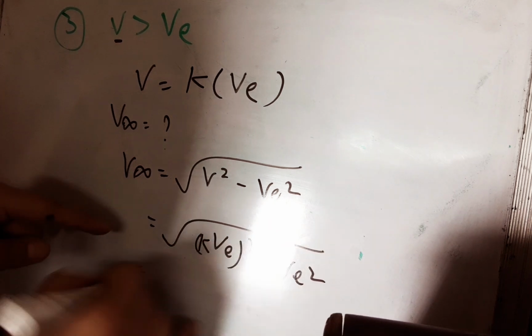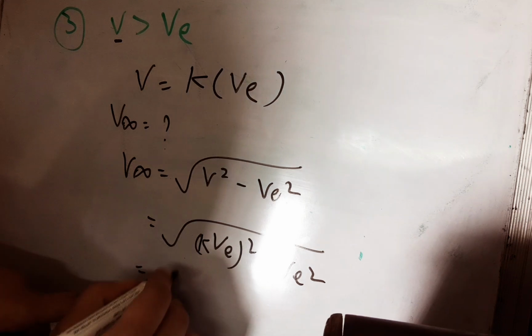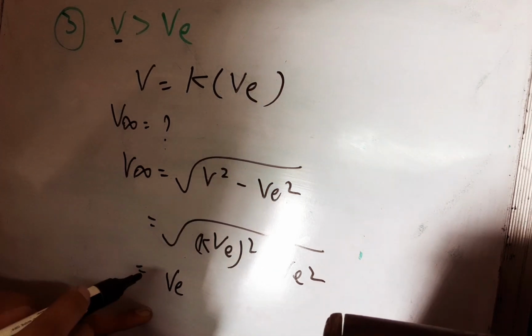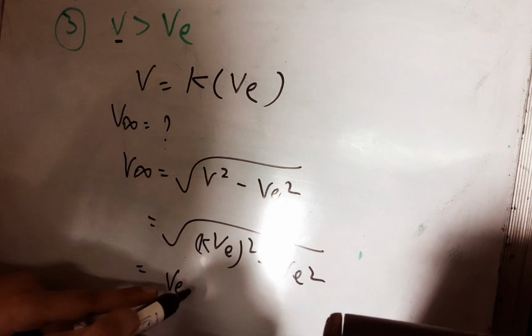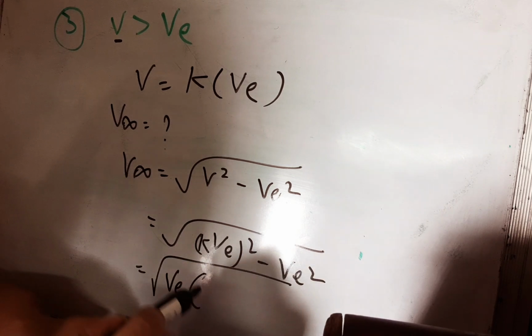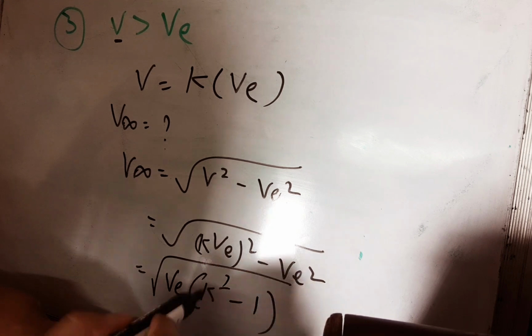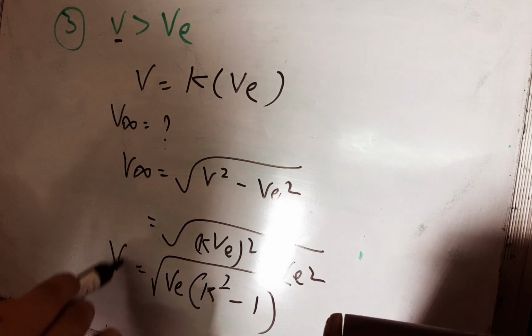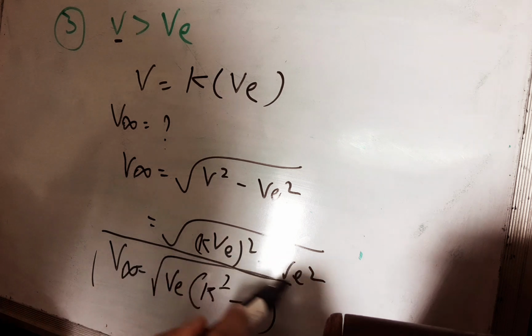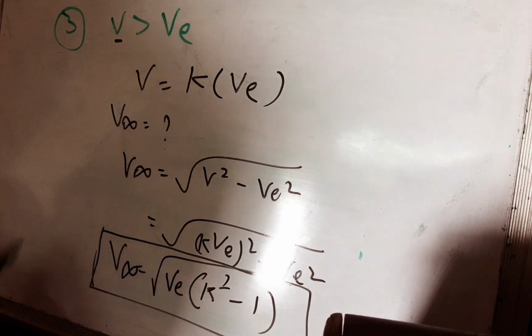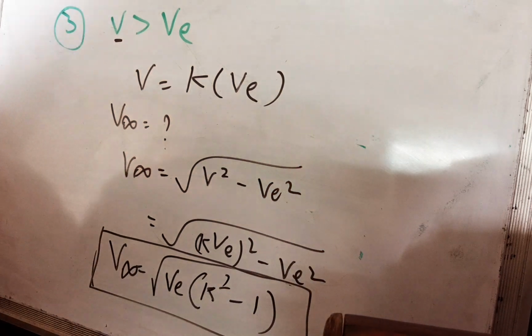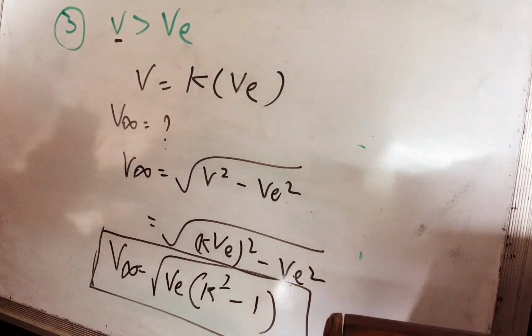So Ve square I will take common in under root. So Ve will come outside, and here you will have k square minus 1. Okay, so this will be your v infinity. This will be your velocity at infinity. I hope I was clear. Easy. Easy peasy lemon squeezy.